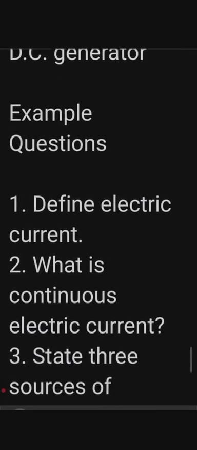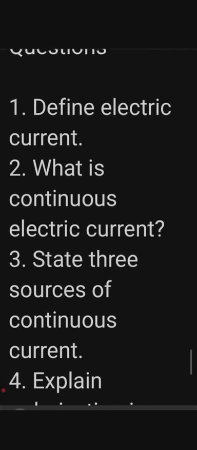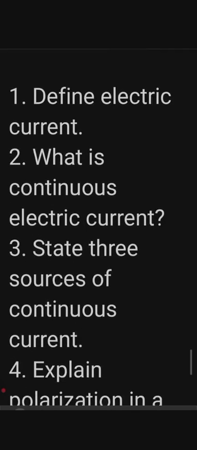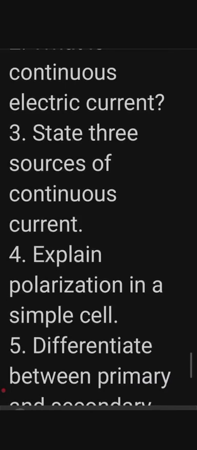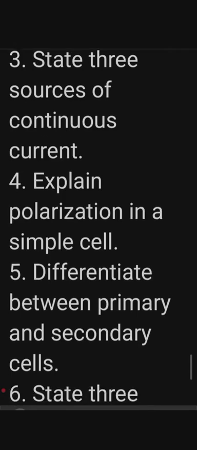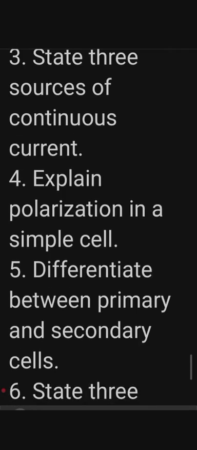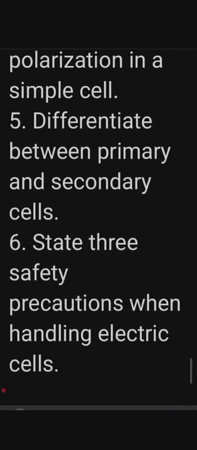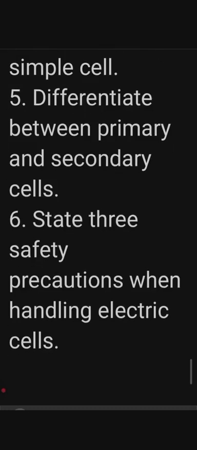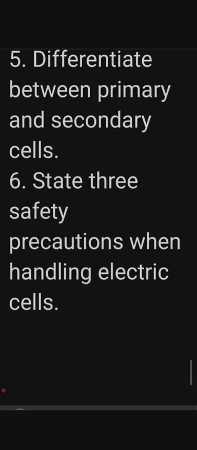After watching the video, answer these questions below. Question number 1, define electric current. Question number 2, what is continuous electric current? Question number 3, state 3 sources of continuous current. Number 4, explain polarization in simple cell. Number 5, differentiate between primary and secondary cells. Number 6, state 3 safety precautions when handling electric cells.